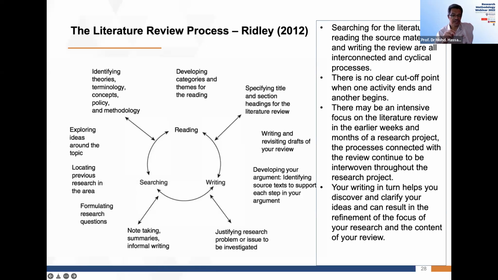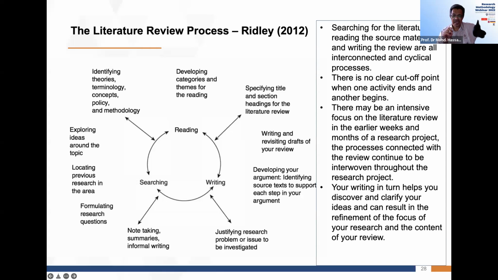So it is what my colleague used to say, Prof, this is a vicious circle. You have to keep on reading, you have to keep on searching, you have to keep on writing until you are ready for your viva voce. So there's no ending actually.